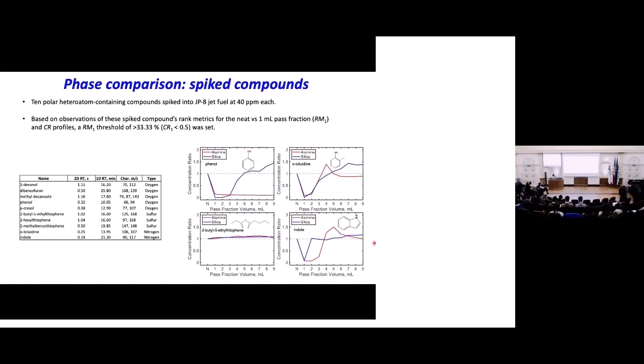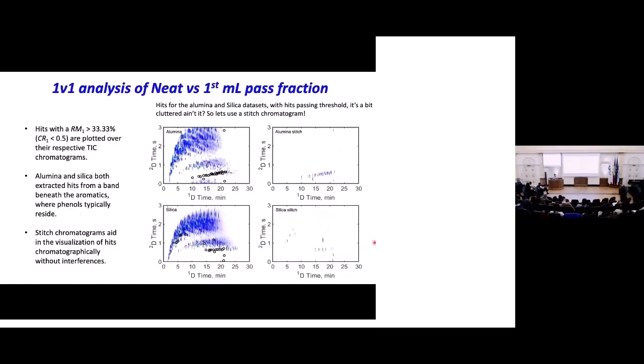After understanding that phenomenon with the spike compounds, we went ahead and looked at our 1v1 analysis to find out what is the difference and how this is affecting native polar compounds in our fuel. We put together a list of the top differences in our 1v1 analysis hit list of our neat fuel versus our 1 milliliter pass fraction. After seeing what we saw with our spike fuels, we thought the best way to capture everything that is changing is to find it within that first mil, when most of the cartridge has not been filled up yet.